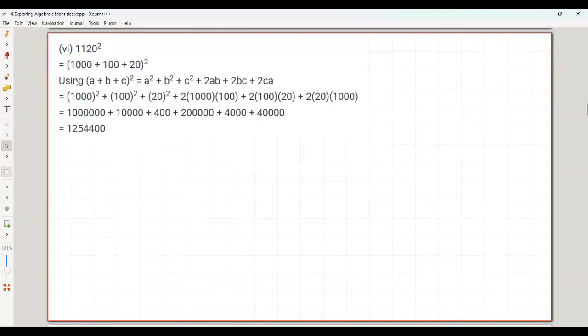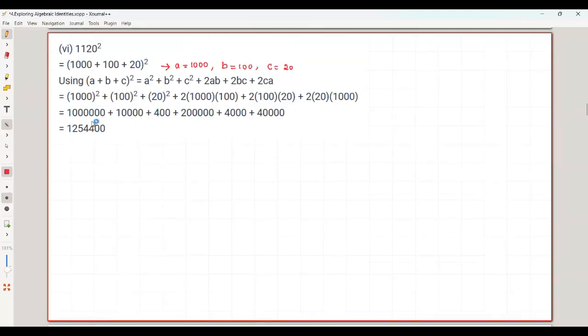Now this is 1,120 the whole square. 1,000 plus 100 plus 20 the whole square. Now here a value is 1,000, b is equal to 100 and c is equal to 20. I just substitute the values. (a plus b plus c) the whole square is equal to a square plus b square plus c square plus 2ab plus 2bc plus 2ca. So replace a with 1,000, b with 100, c with 20.